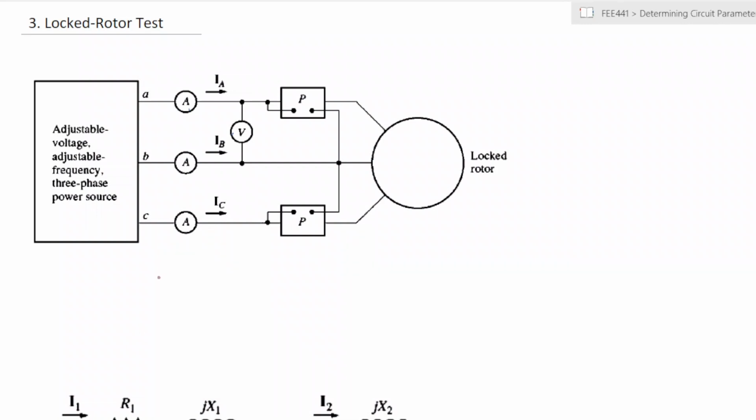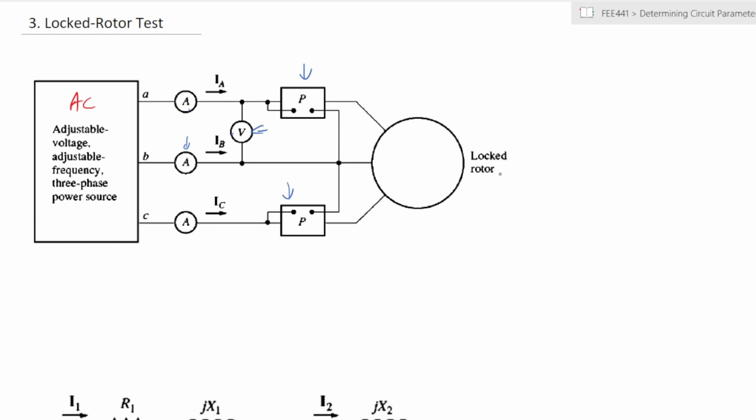So this is the configuration for your locked rotor test. What this configuration shows, similar to what we had shown, is that we are putting in an AC source that has an adjustable voltage, an adjustable frequency, and it is a three-phase power source. We are still measuring power through wattmeters. We are still measuring current through ammeters. And we have a voltmeter that is determining what the voltage is that is being supplied.